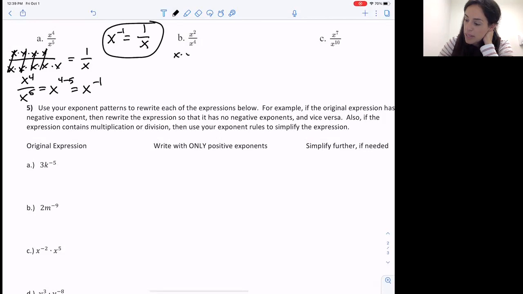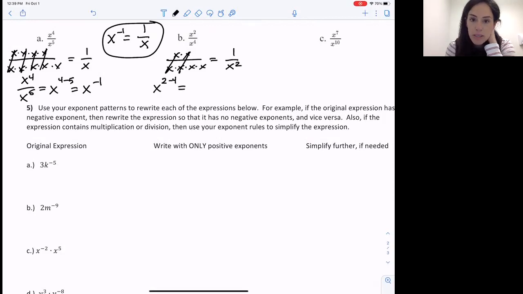Again, I could expand it and simplify it, and I would be left with 1 over x squared. Or I could use my pattern and know that I can subtract the exponents when I'm dividing powers, and that would give me x to the negative 2. So here we see that x to the negative 2 is the same as 1 over x squared.